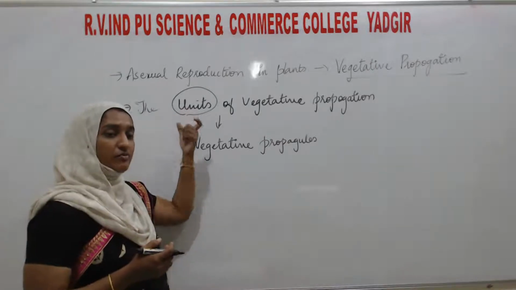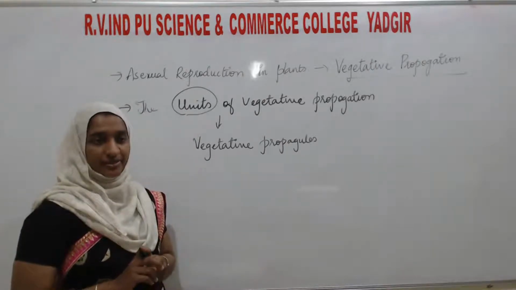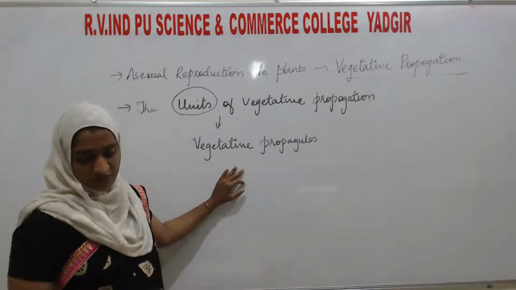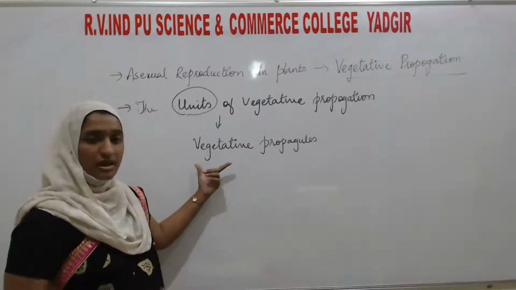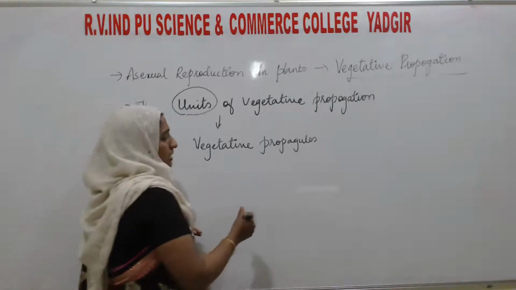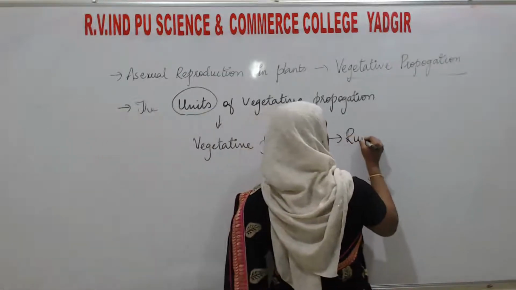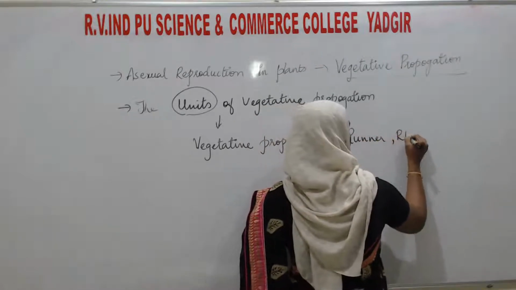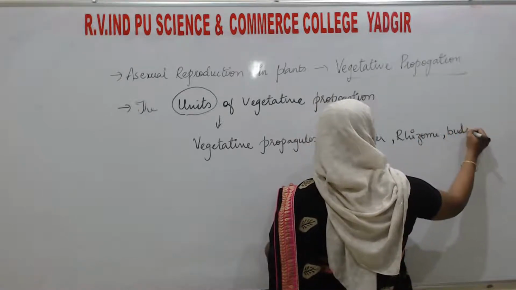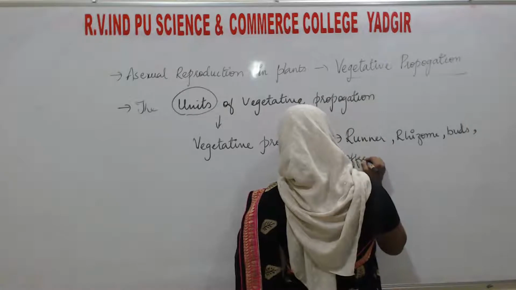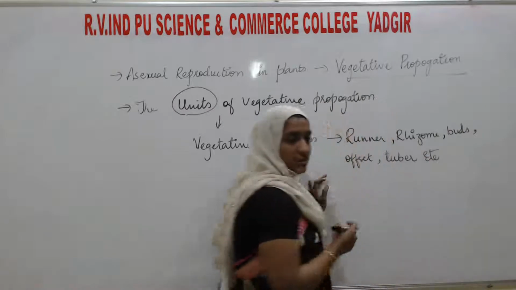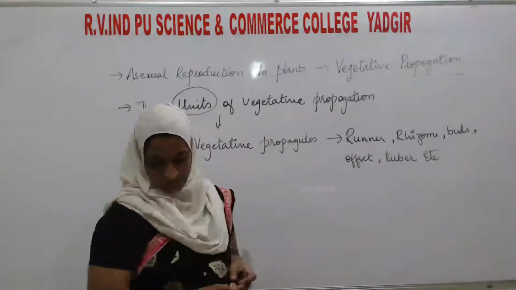Those structures are responsible for what? Asexual reproduction. Those structures we can call units, and those units are known as vegetative propagules. Some names of vegetative propagules I will write here, such as runner, rhizome, buds, offset, tuber, etc. So these are some of the units for asexual reproduction.